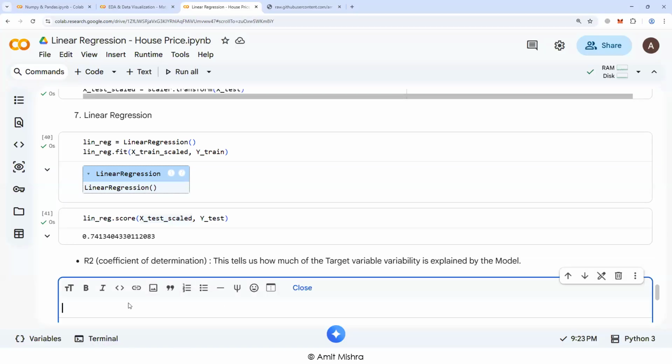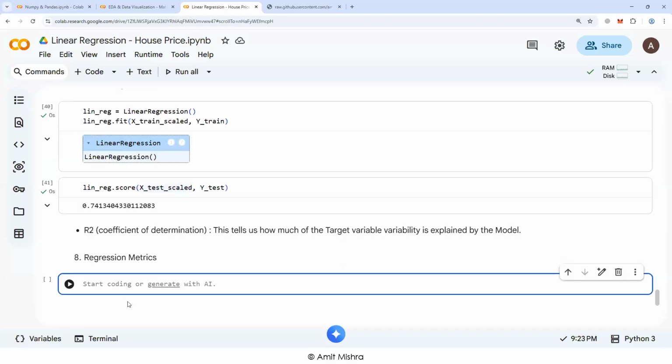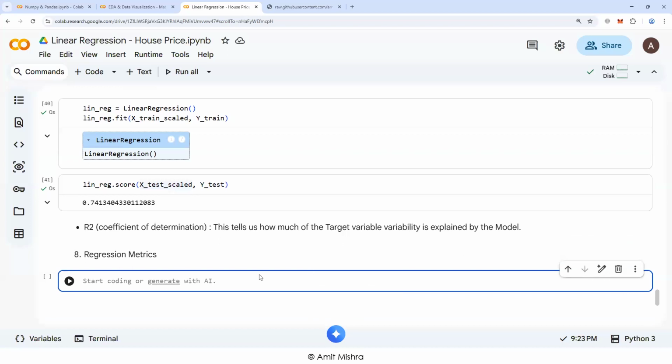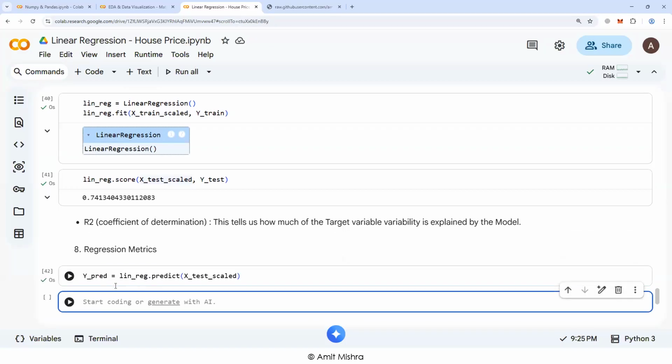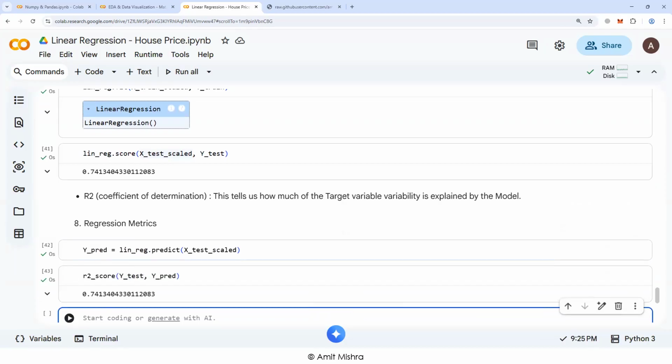So let's get to our eighth part, which is regression metrics. Let's just check it. We have got y predicted outcome, which is represented by a linear regression model. Predict the output. Get our R2 score with y test compared with y predicted value. This is your R square value. That's the performance of the model.